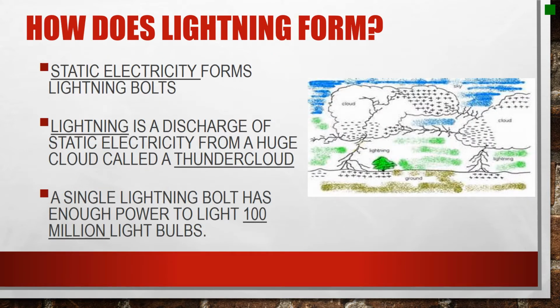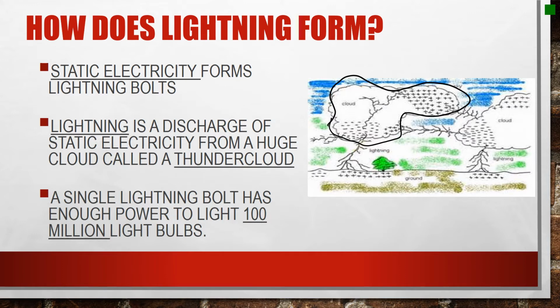All right, so how does lightning form? Well, static electricity forms the lightning bolts. Lightning is discharged from the static electricity in a huge cloud called a thundercloud. And also, a single lightning bolt has enough power to light 100 million light bulbs. So what this says is that you have this cloud.